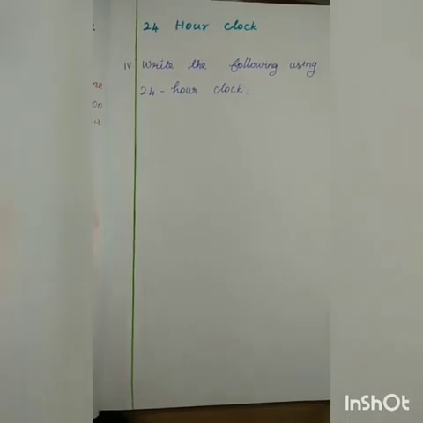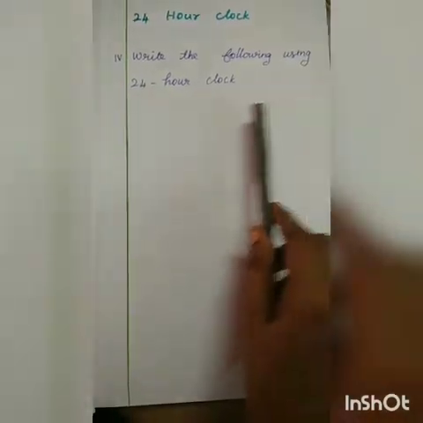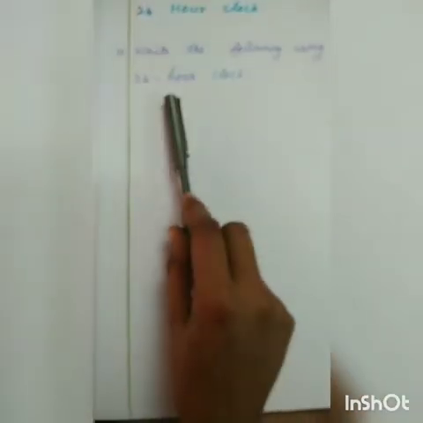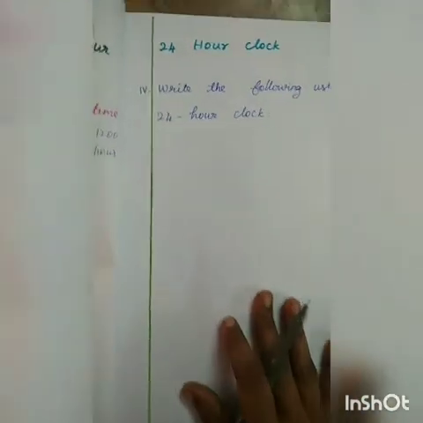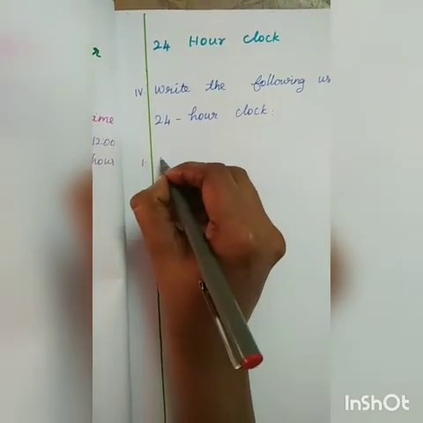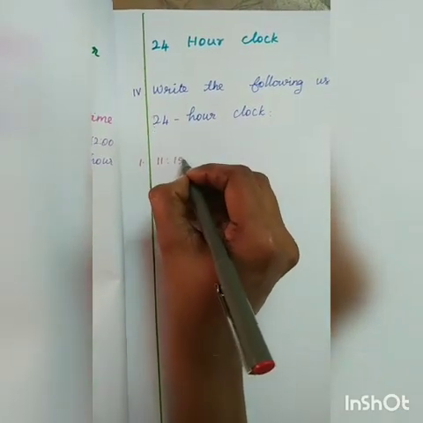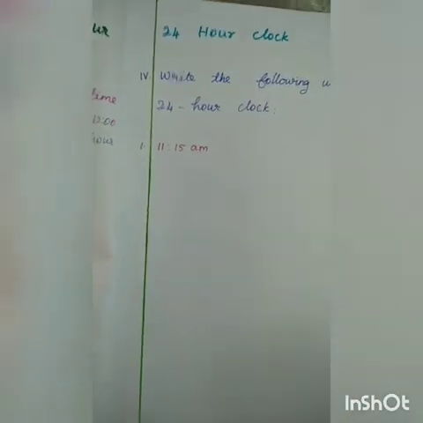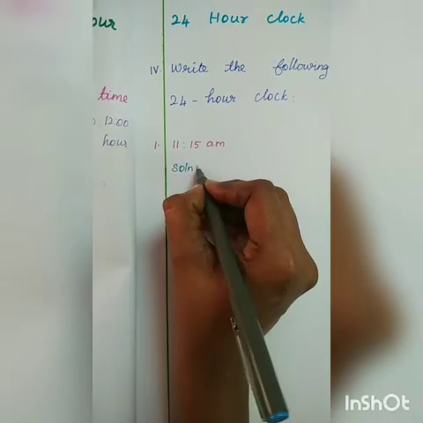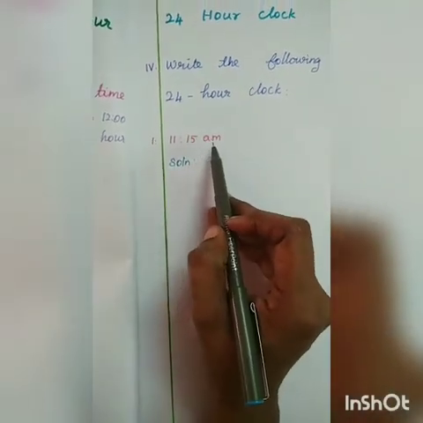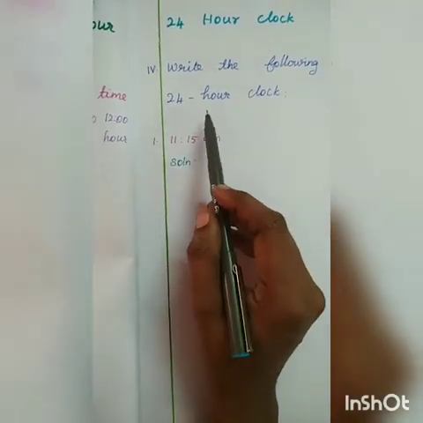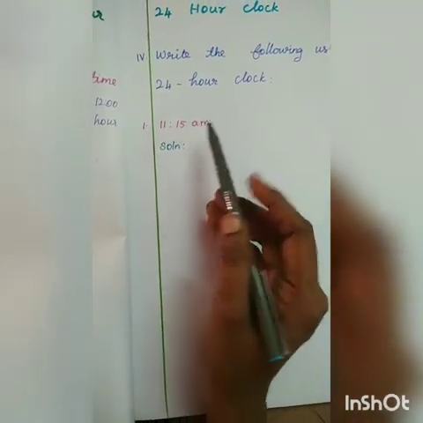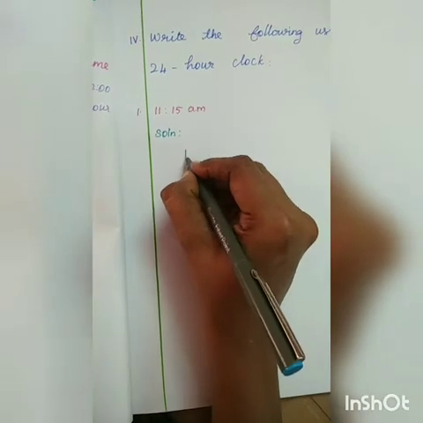The next one: write the following using the 24-hour clock. First problem, 11:15 a.m. Solution: you convert to the 24-hour clock. Already you know that in the 24-hour clock, AM time is not changed, it is the same time.